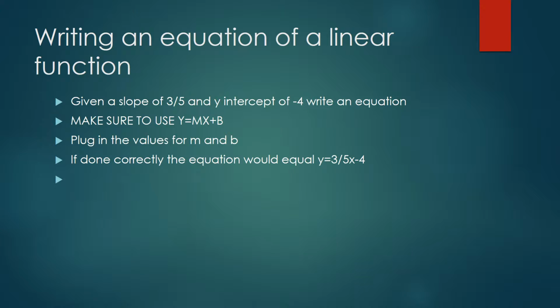Now, writing an equation of a linear function. You'll always be given a slope and a y-intercept to write an equation. In this case, you're given a slope of 3 over 5 and a y-intercept of -4. Now, let's write this equation.